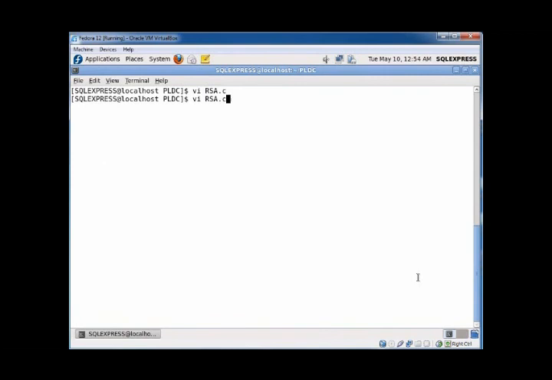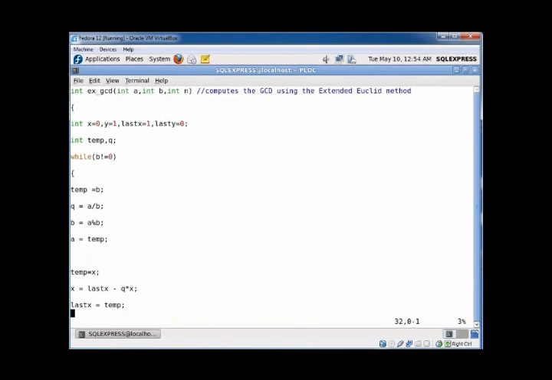The C language implementation for encryption and decryption of RSA algorithm is as follows.